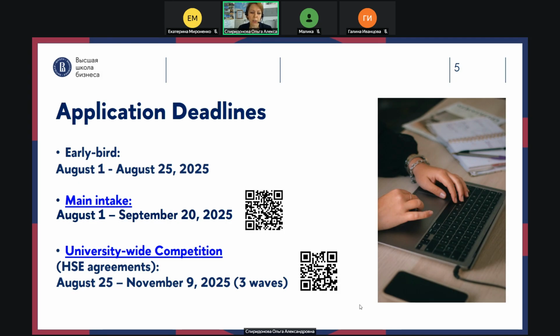3 waves, as I said. You can click or use this QR code and check all the dates and details.